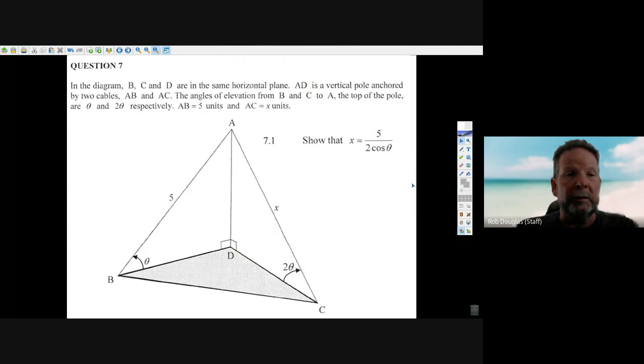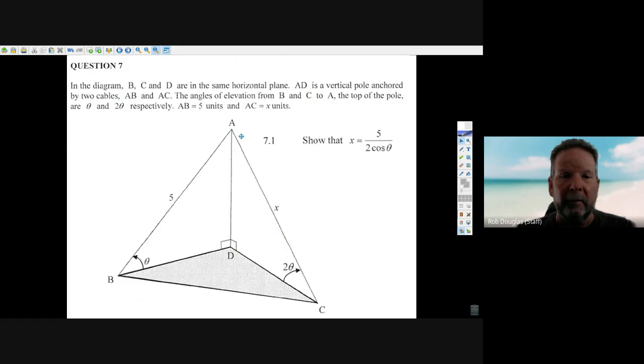Okay, we're going to do question 7 from this supplementary exam of 2020. And here we go in the diagram. B, C, and D are in the same horizontal plane, so that triangle is in one horizontal plane. And AD is a vertical pole going straight up, anchored by two cables. These are the two cables, X and 5 here.